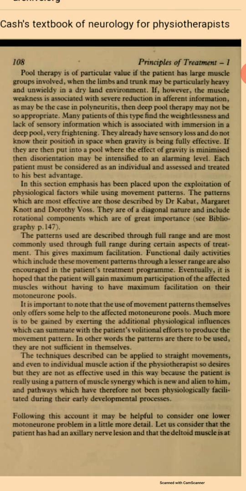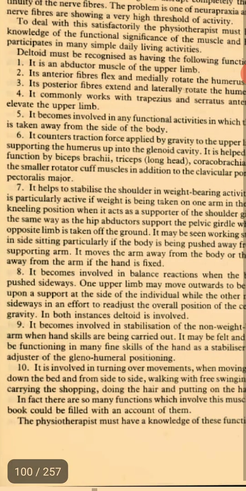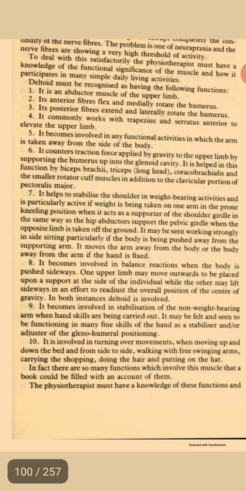developmental process. Following this account, it may be helpful to consider one lower motor neuron problem in a little more detail. Let us consider that the patient has had an axillary nerve lesion and the deltoid muscle is atrophied. The problem is one of neuropraxia, and the nerve fibers are showing a very high threshold of activity.